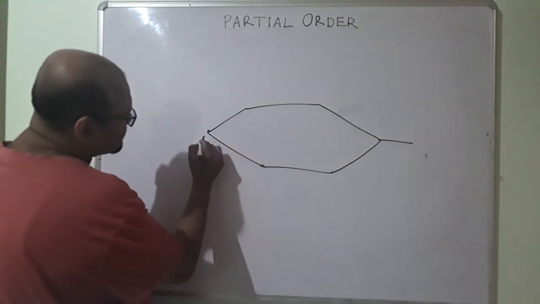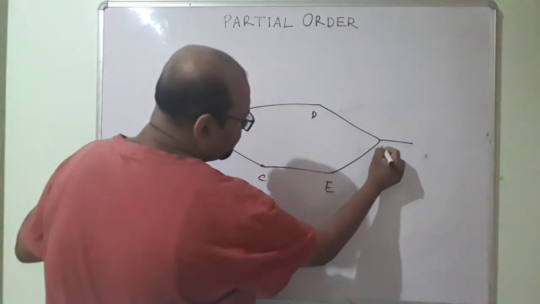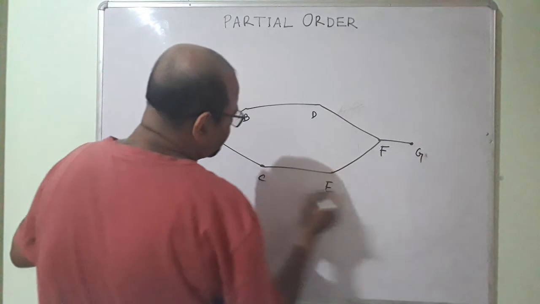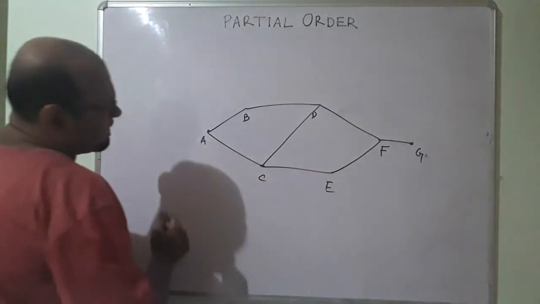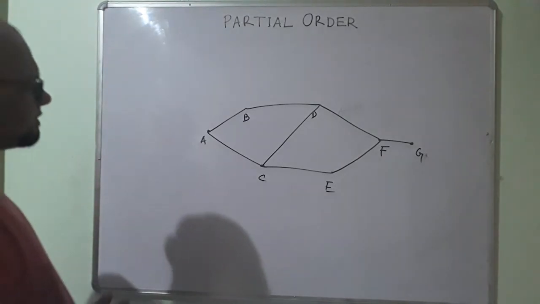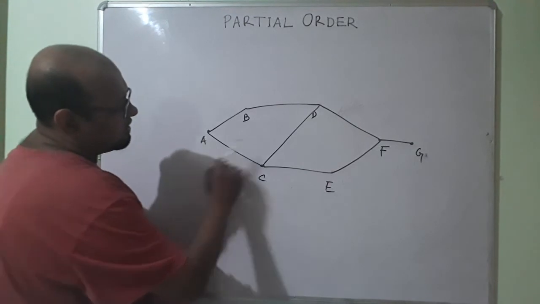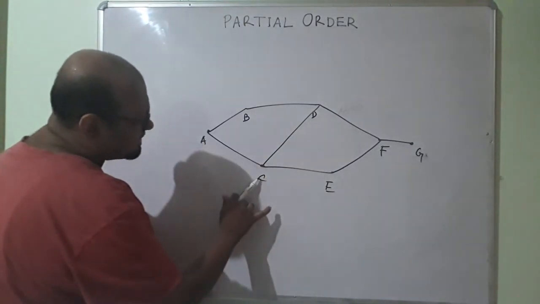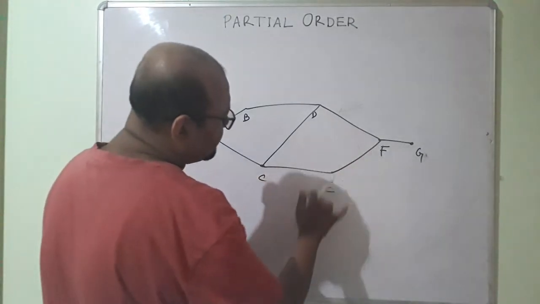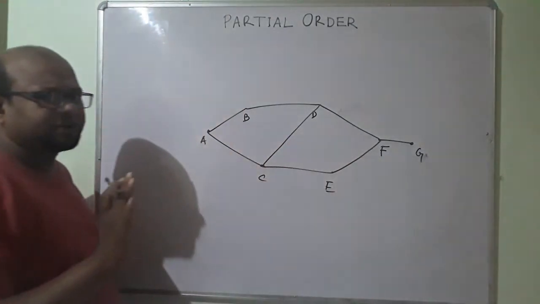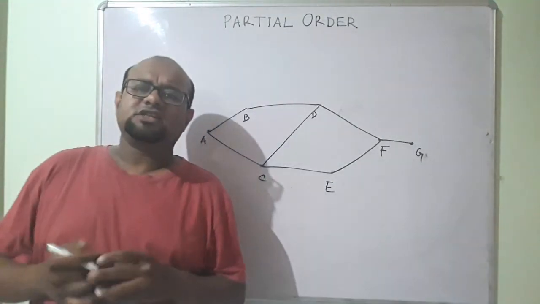Here I have some tasks A, B, C, D, E, F, and say G, okay, and I have these edges also. So from A to G I have all these tasks. So what does this mean? D and C can be completed after A is completed, okay. D can be completed after B and C are completed. E can be completed after C is completed, F after D and E, and G finally after F is completed. So there is this ordering that is given to us by this partial order.